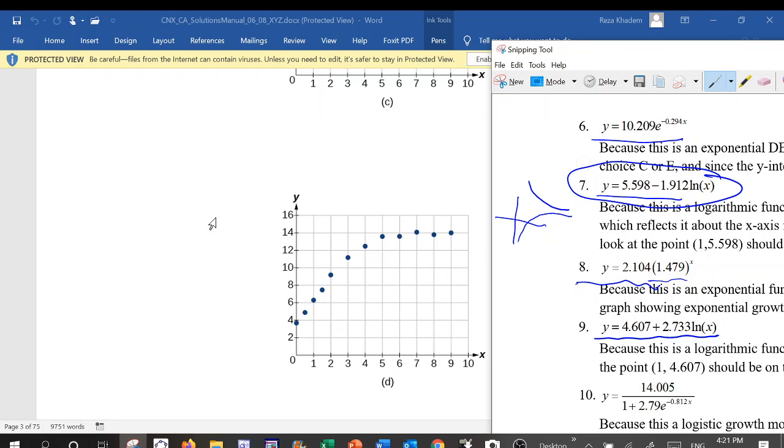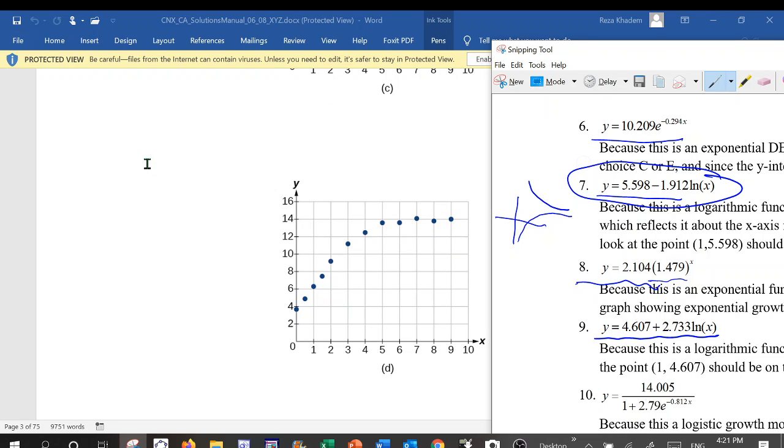What about this one? Well, this one looks like a growth, but it's a logarithmic growth and a slowing down, right? So it could be this one right here. It can't be this one because when x is 1 here, this has to be 4, so it's not that one. So it could be this one. If that's this one, then that one has to be the other exponential decay. So is it this one? No, it's not that one.